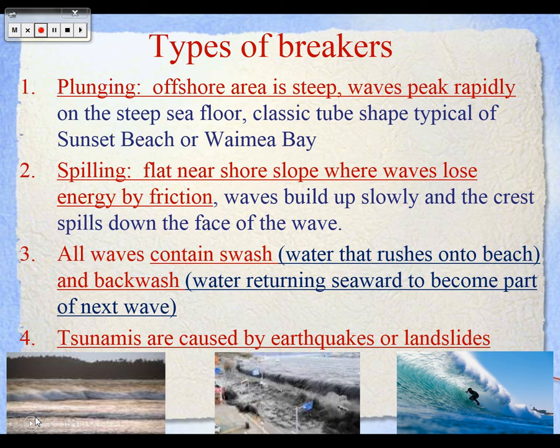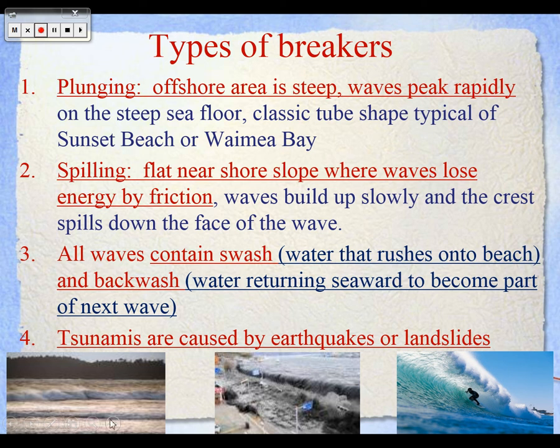Okay, there are 3 types of breakers, or 3 types of waves. First of all, we have a plunging breaker. This is where the offshore area is really steep, and the waves peak rapidly on the steep sea floor. So you have to have a very steep continental shelf in order to get a plunging breaker. This last picture here on the right is a plunging breaker. It's a typical surfer wave.